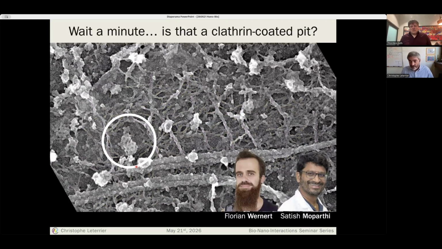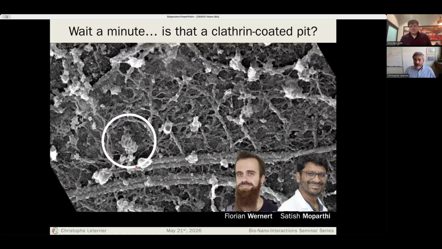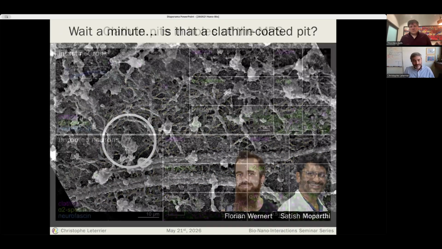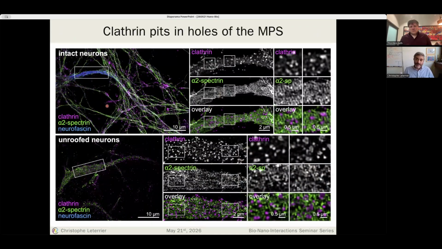And this was the work of Florian Werner, his PhD in my lab, and Satish Mukherjee, postdoc in the lab of Stéphane. And by that time we had a new microscope, a structured illumination microscope, that would allow us to see the periodicity of the spectrin, as you can see here in green, and very easy multicolor imaging, so we could see individual clathrin-coated pits within the spectrin mesh along the proximal axon of this neuron.